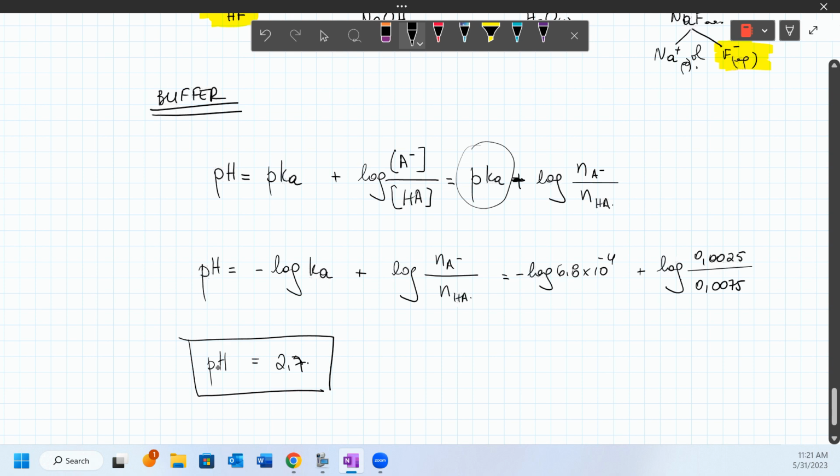And then you can ask, is this still a buffer solution even at this stage? Yes or no, by comparing the pH with this value to be within plus or minus 1 of the pKa.